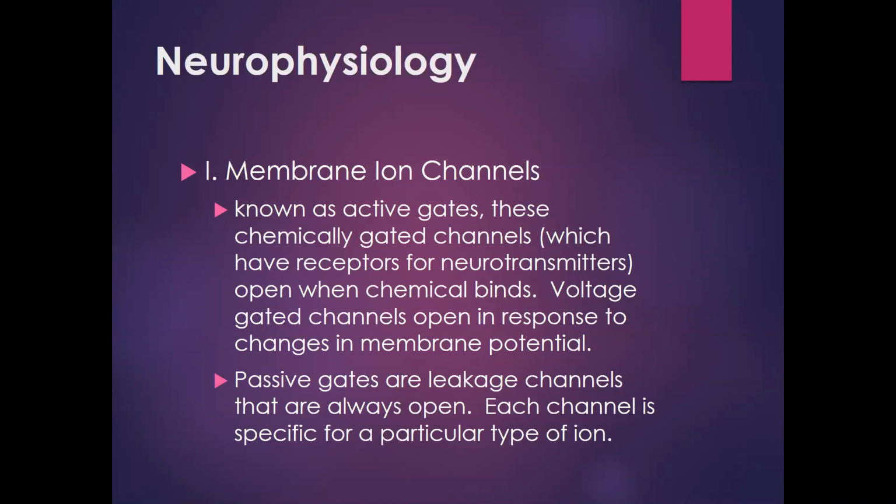We have two kinds. We have active gates. We just kind of changed the terminology a little bit. So active gates are ones that open and close. And we already know that we had the chemically gated or ligand gated channels, which have the receptors for the neurotransmitters, and they'll open when the neurotransmitter binds. Then we have the voltage gated channels that will open in response to the change in the membrane potential. So when it gets to a threshold, when it gets to -55, then it's going to open up. Same as we've always learned.